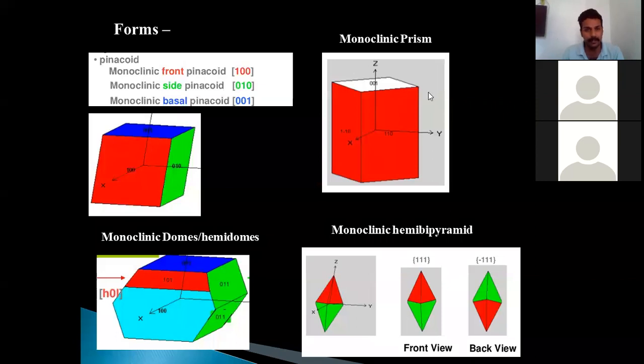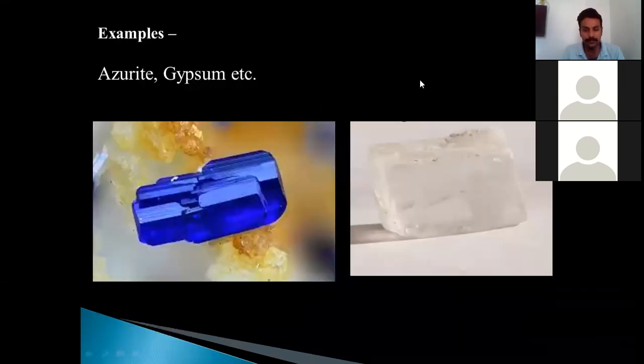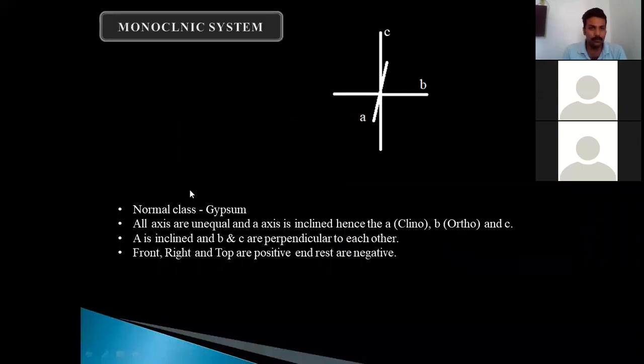So let us see some examples. Azurite and gypsum are the well-known examples. Gypsum is a normal class, as you know that gypsum shows the maximum characteristics of the monoclinic system, and hence it is a normal class. You can see the first example as azurite, it is a mineral, whereas the other one is gypsum. If you remember, gypsum holds the second position in the Mohs scale of hardness. The first was talc, second was gypsum, third was calcite. So gypsum holds the second position in the Mohs scale of hardness, and it belongs to the monoclinic crystal system. So let us revise our monoclinic system.